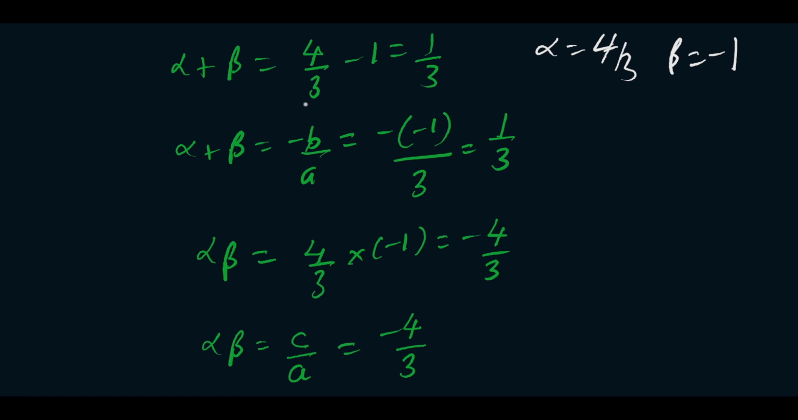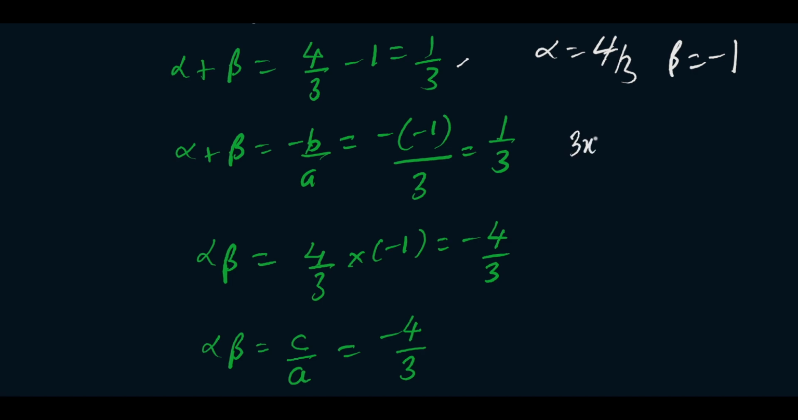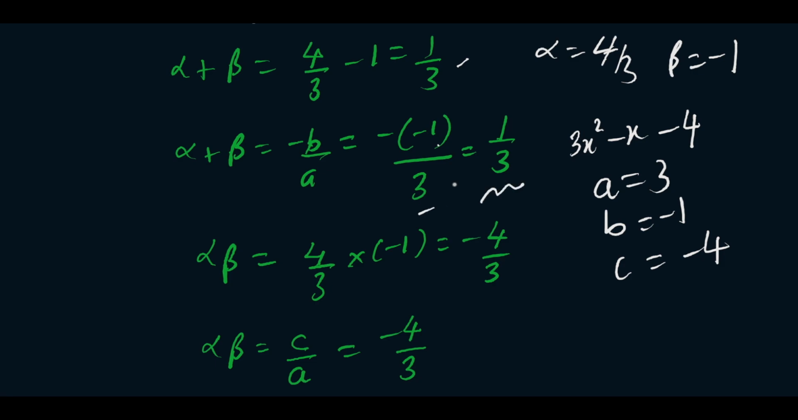So alpha plus beta is 4 by 3 minus 1, which is equal to 1 by 3, and alpha plus beta is equal to minus b by a. Our equation is 3x square minus x minus 4. So here our a is 3, b is minus 1, c is minus 4. So alpha plus beta is minus b by a. This minus of b is minus of minus 1 by 3, which is equal to 1 by 3. So alpha plus beta is equal to minus b over a.